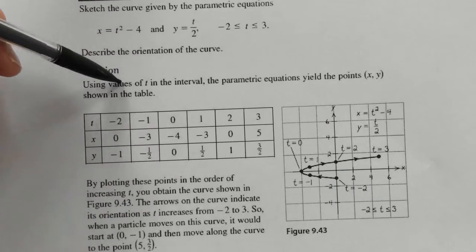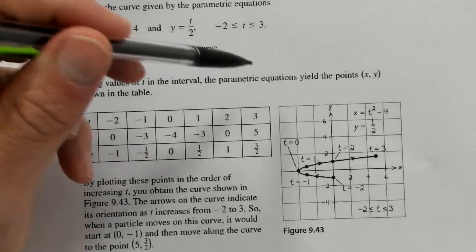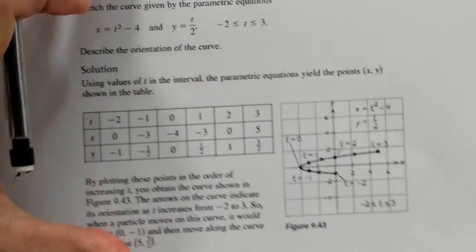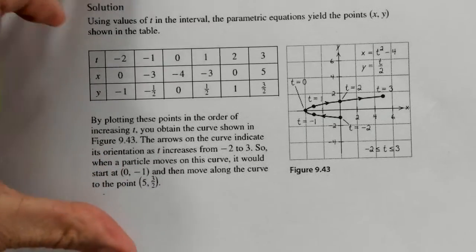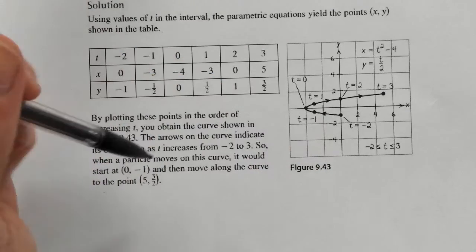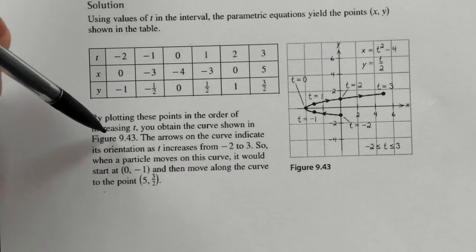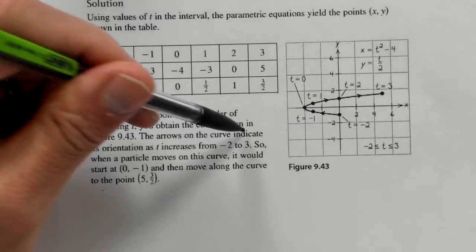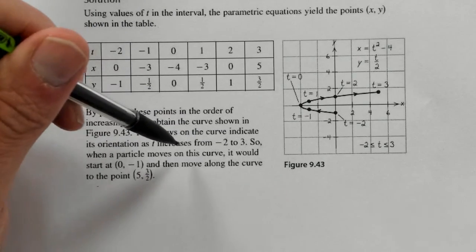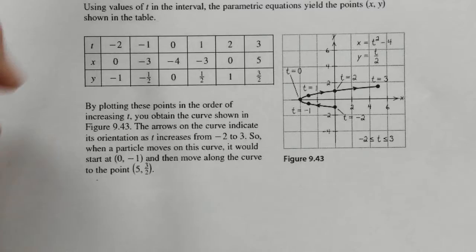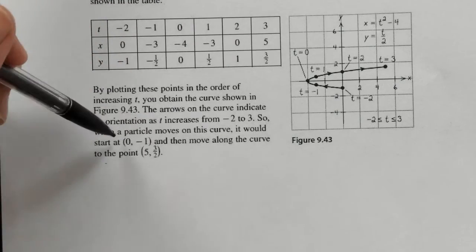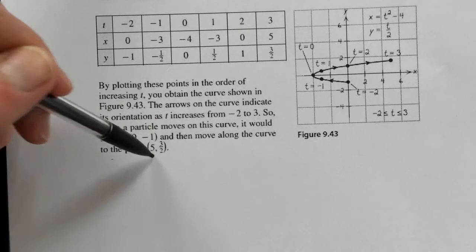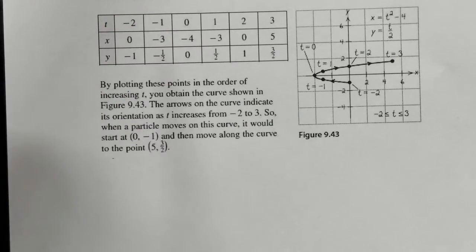So again, we use the values of t in the interval and put those in the parametric equations to yield points. Those are the points shown in the table, and then you plug them in, and there it is. Okay, so by plotting these points in the order of increasing t, you get the curve, and the arrows on the curve indicate the orientation as t increases along the interval, so that when a particle moves along this curve, it would start here at the initial point and then move along the curve until you get to this ending point along the interval.